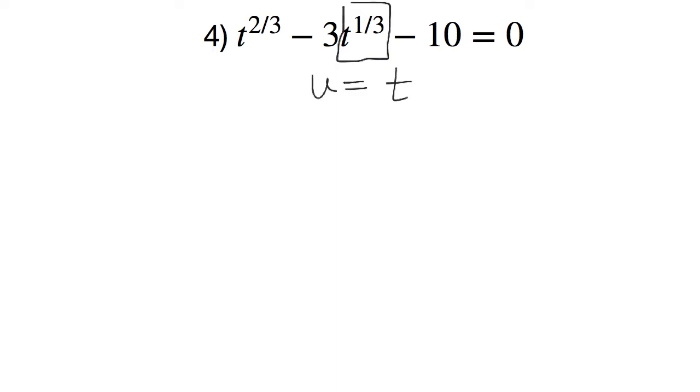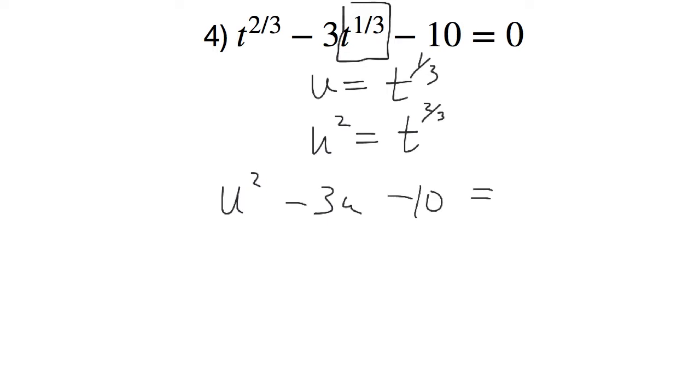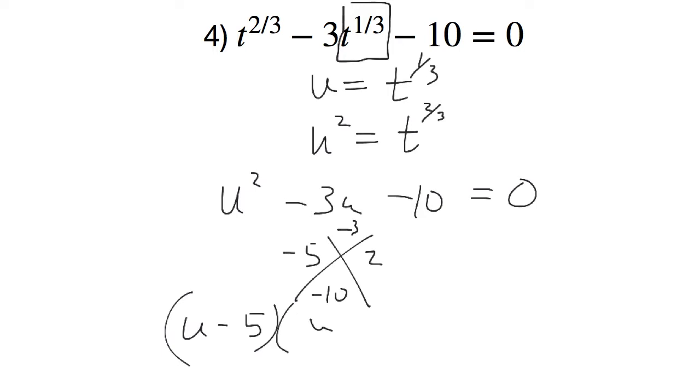Here, the variable part of the b term is t to the 1/3, so that's what u is going to equal. When you square it, you get t to the 2/3. That's 1/3 times 2. Making our u substitutions, u squared minus 3u minus 10 is equal to 0, which you can factor. What two numbers multiply up to negative 10 and add up to negative 3? That would be negative 5 and 2. So therefore, u minus 5 times u plus 2 is going to equal 0.